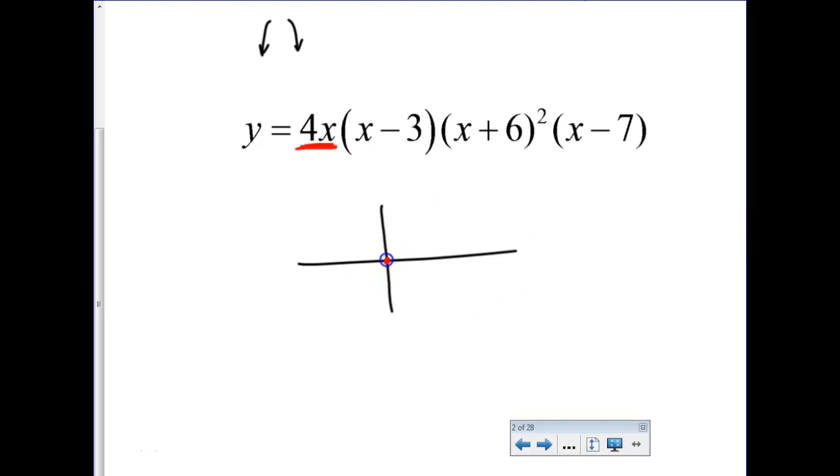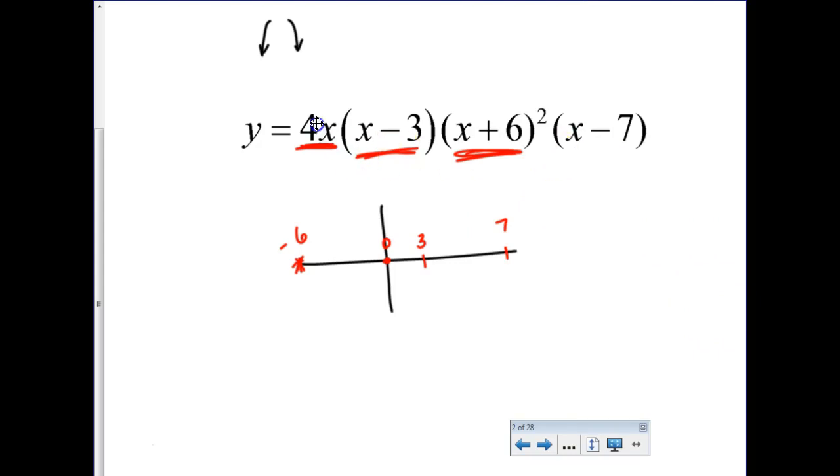0. Very good. So x-intercept at 0. What's this guy? 3. What happens here? Negative 6 with a bounce. Because it's got multiplicity 2. Very good. And then positive 7. Okay, that's a lot of things to think about.